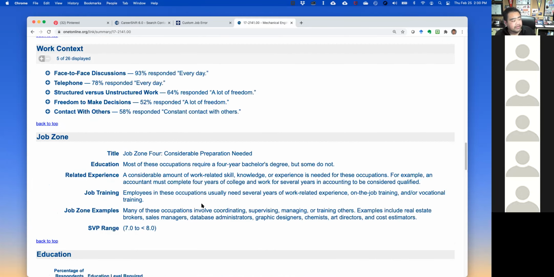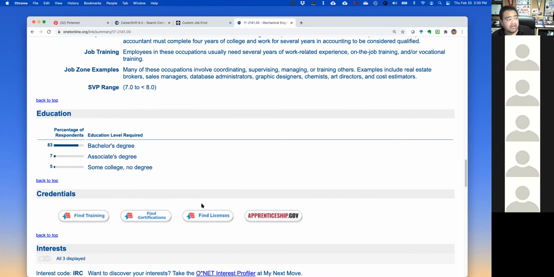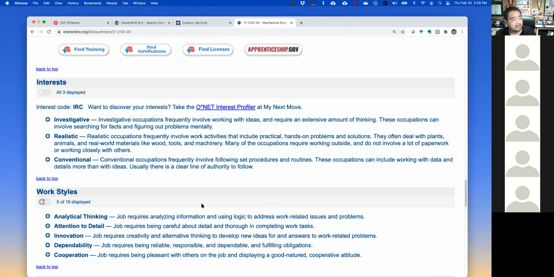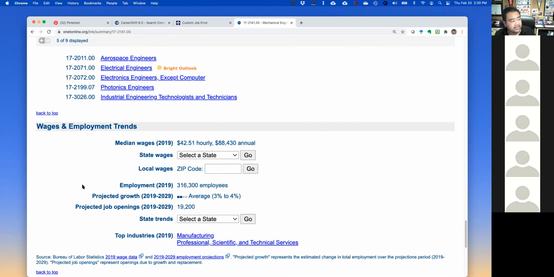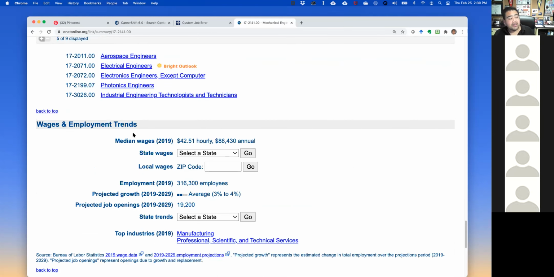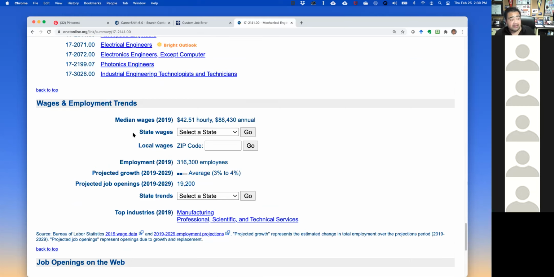Moving farther down, you'll note, in terms of level of education, right now a bachelor's degree is a requirement. Okay, and going farther down to potential occupations, the one thing I want to draw your attention to is wages and employment trends. Based on these numbers, the median wage is 42.51 hourly, or 88,430 annually. That is the median wage for all engineers, right?